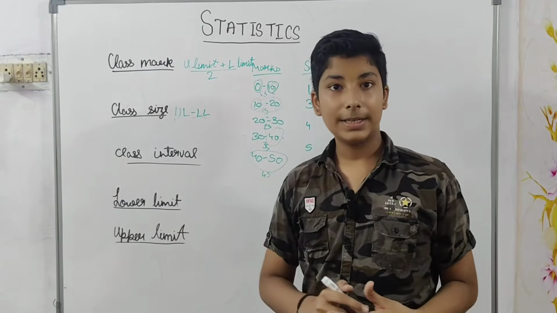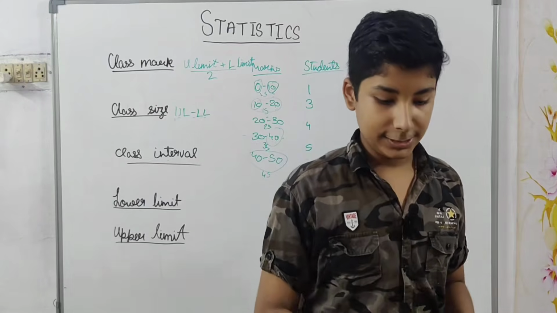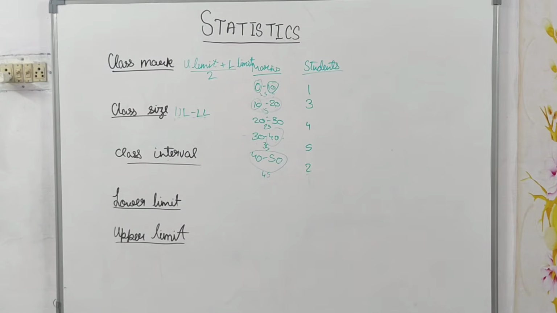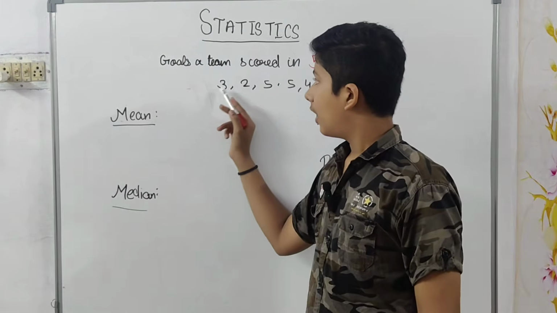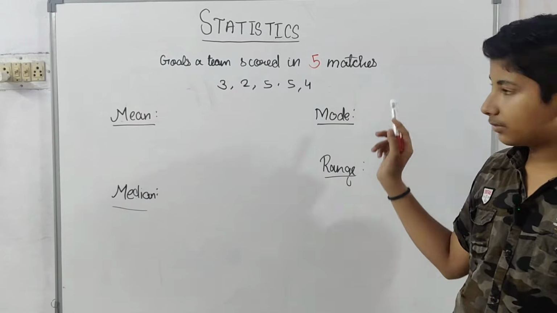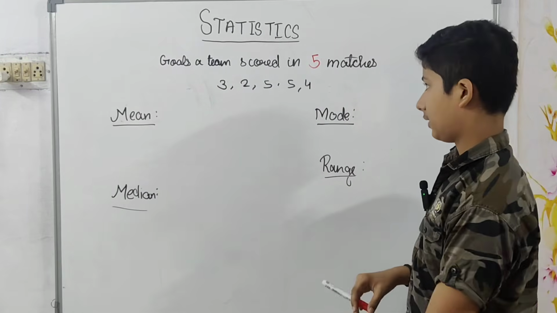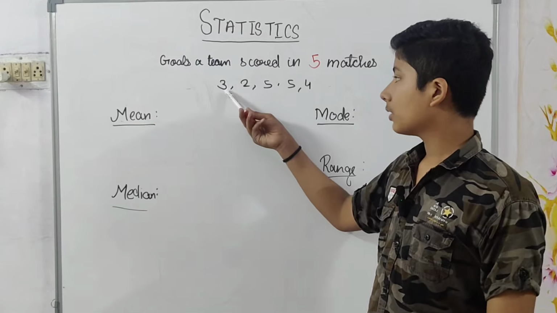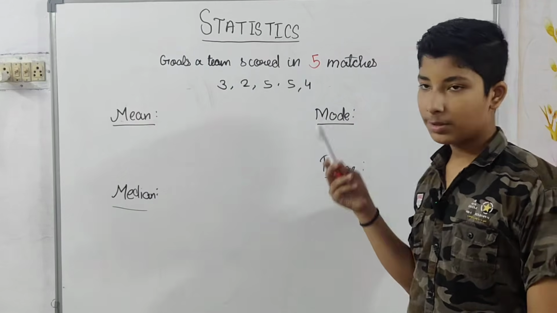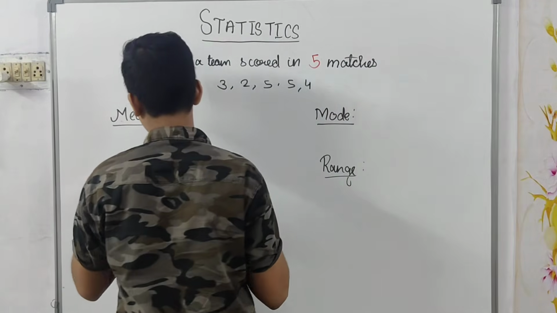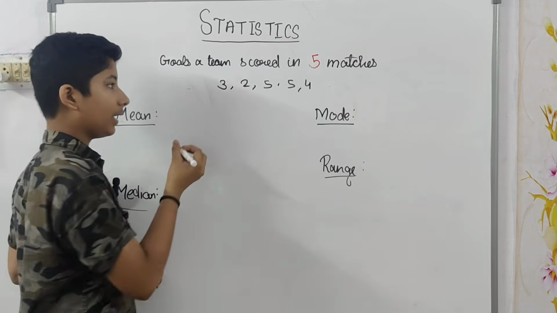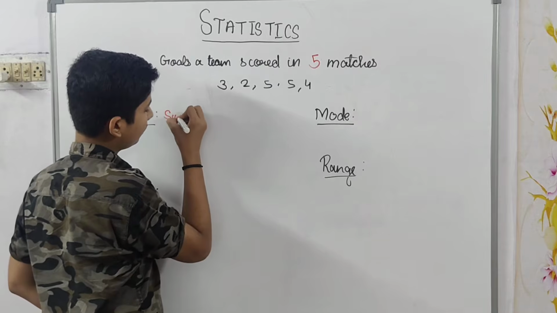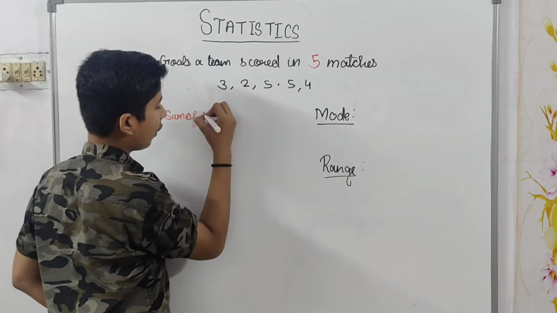Now we will continue with mean, median, mode and range. Now it is given that a team played 5 football matches. Okay, so it scored these many goals per match. Now we have to find mean, median, mode and range. So the formula for finding mean is the sum of observations.